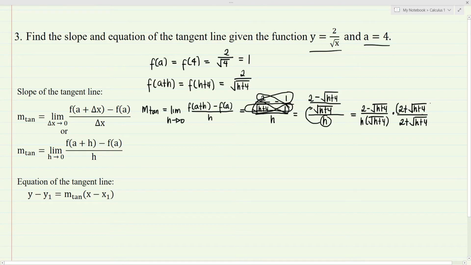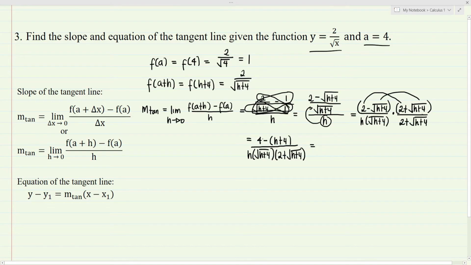Let's simplify. Let's start with the numerator. In the numerator, I have here difference of squares. So its simplified form would be 2 times 2, that would be 4. Then the product of negative square root of h plus 4 and positive square root of h plus 4. So with that, the radical will be cancelled and I will have here negative h plus 4. Then just copy the product of the denominator. I would have here h times square root of h plus 4 multiplied by 2 plus square root of h plus 4.